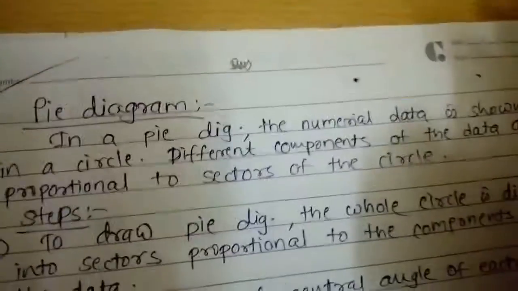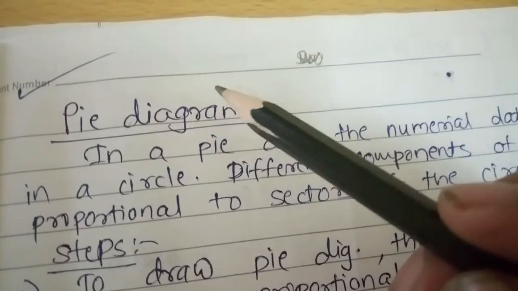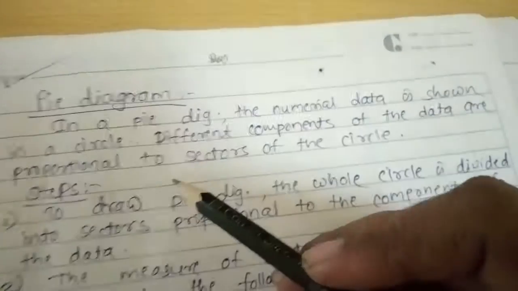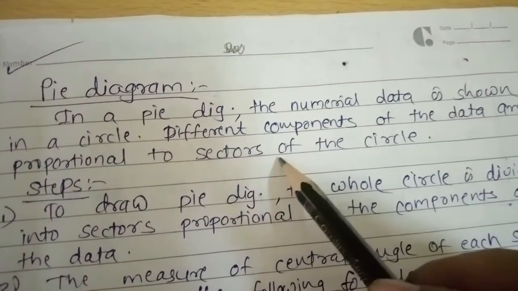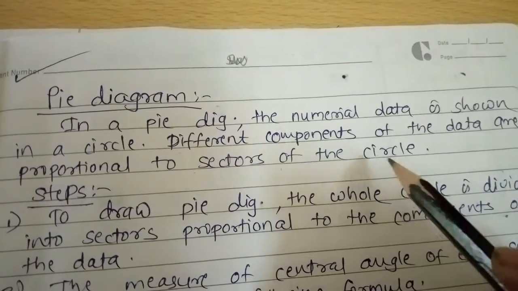Hello students, I am going to continue with the last concept of the chapter, that is statistics of 10th standard. So the concept is about the pie diagram. In a pie diagram, the numerical data is shown in a circle and different components of the data are proportional to the sectors of the circle.